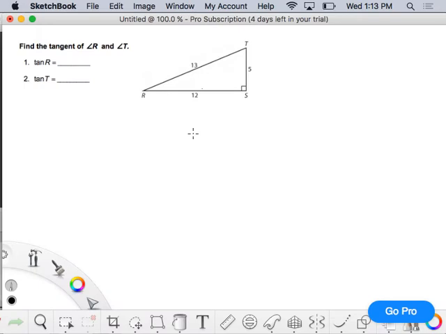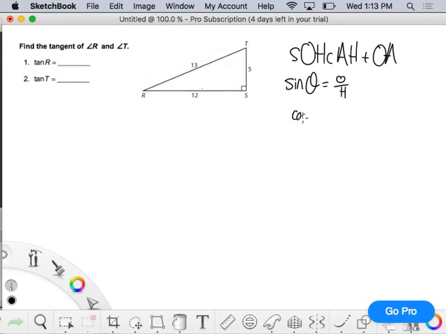So, to begin right triangle trigonometry, we remember SOHCAHTOA, right? What does that mean? The sine of theta is opposite over hypotenuse. The cosine of theta equals adjacent over hypotenuse. And the tangent of theta equals opposite over adjacent. Okay? So theta is the angle that I'm interested in.